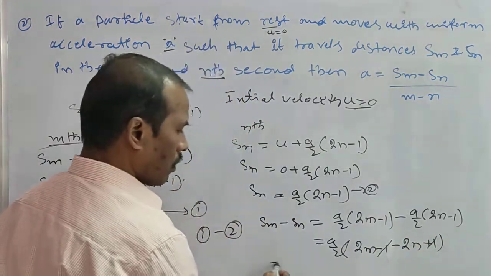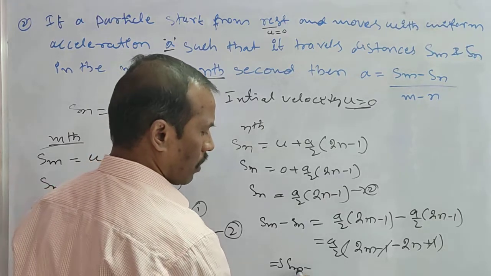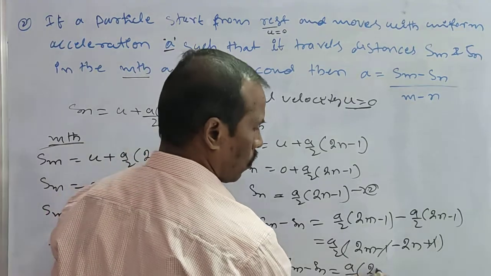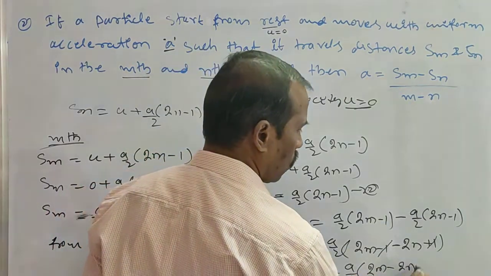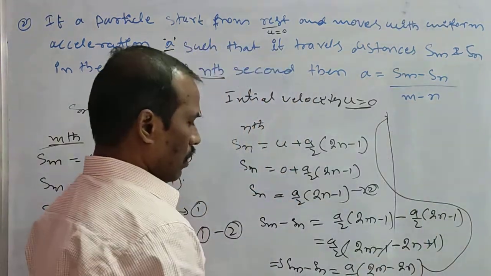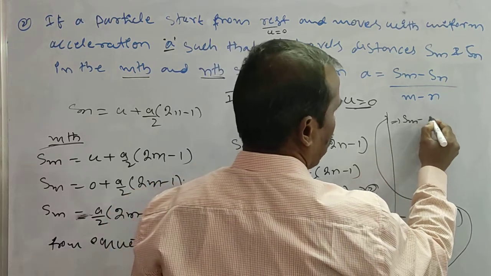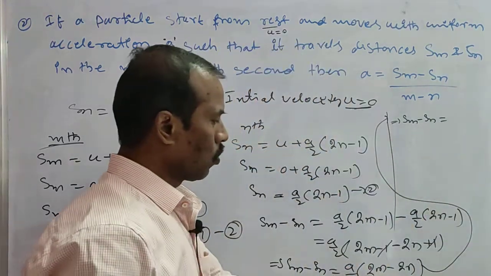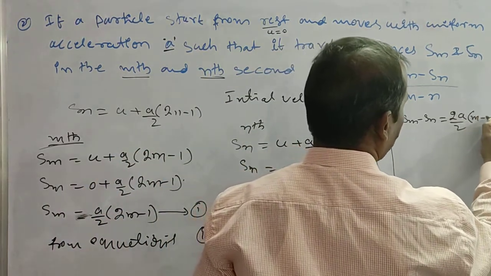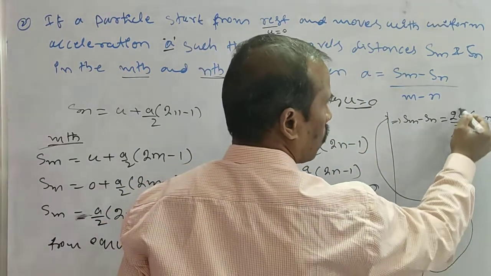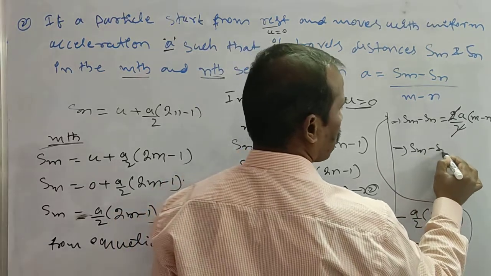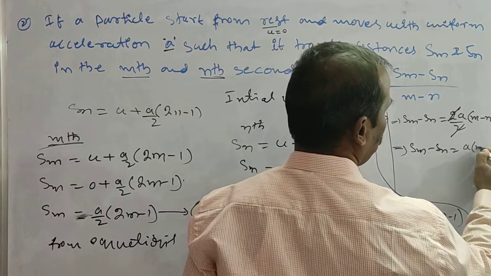So remaining, it simplifies here: Sm minus Sn is equal to the remaining terms, a by 2 into 2m minus 2n. So 2m minus 2n. Now this simplifies: Sm minus Sn is equal to 2 is a common term, 2a by 2 into m minus n. So here 2 gets cancelled, 2 gets cancelled. Finally, Sm minus Sn is equal to a into m minus n.